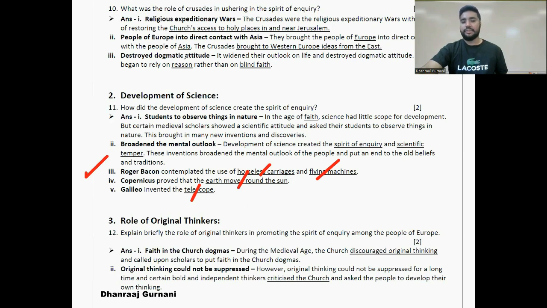These were the developments in science which occurred as a spirit of inquiry because faith took a backseat and scientific temper grew, and people started to observe things and ask questions, and new discoveries came into the picture.